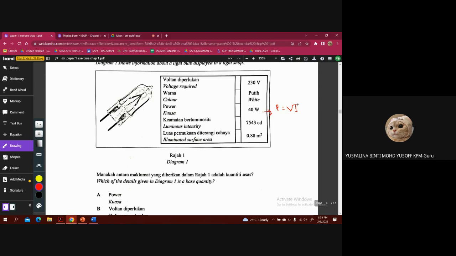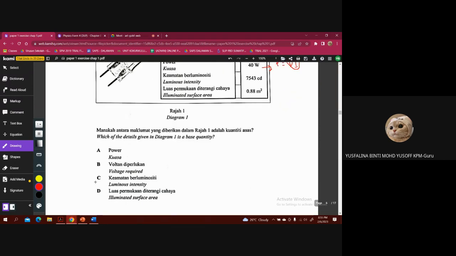Which formula is used in motion, and which formula is used in electricity? So power is not a base quantity because it's a derived quantity: V times I. Voltage also is not a base quantity. This is actually the work done to transfer from one point to another point, so it is not a base quantity. Then the luminous intensity: yes, this is included in the 7 base quantities that I asked you to remember. So the answer is C.